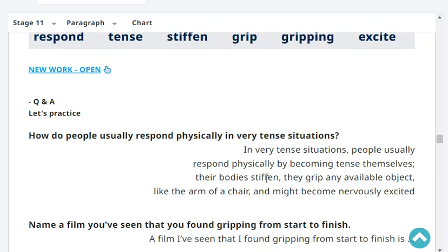How do people usually respond physically in very tense situation? In a very tense situation, people usually respond physically by becoming tense themselves. Their bodies stiffen. They grip any available object like the arm of a chair and might become nervously excited.